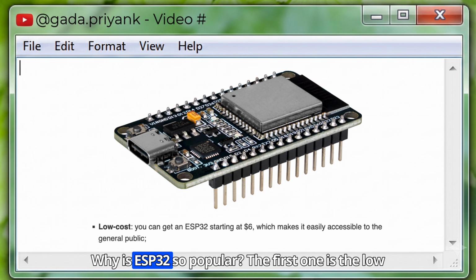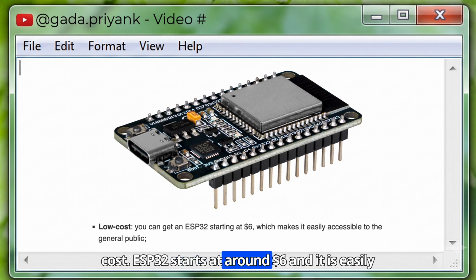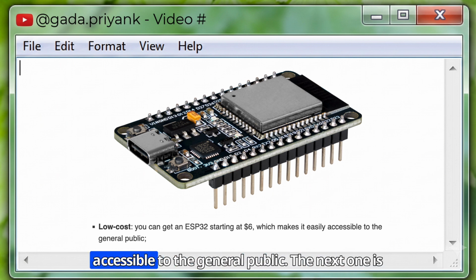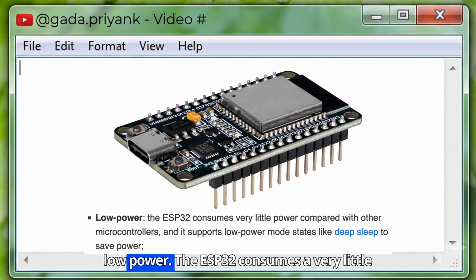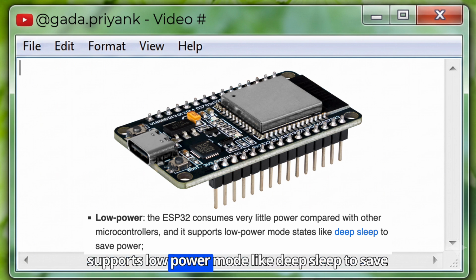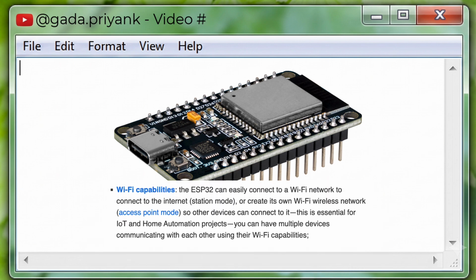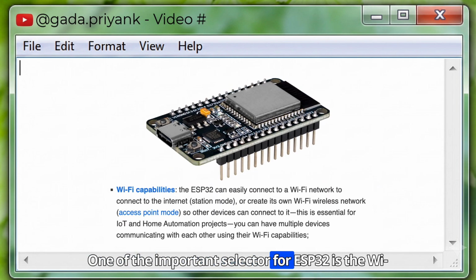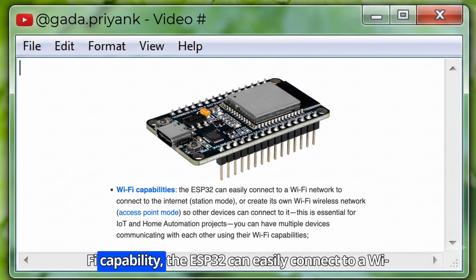Why is ESP32 so popular? The first one is the low cost. ESP32 starts at around $6 and it is easily accessible to the general public. The next one is low power. The ESP32 consumes very little power compared to other microcontrollers, and it supports low power modes like deep sleep to save power. One of the important selling points for ESP32 is the Wi-Fi capability.